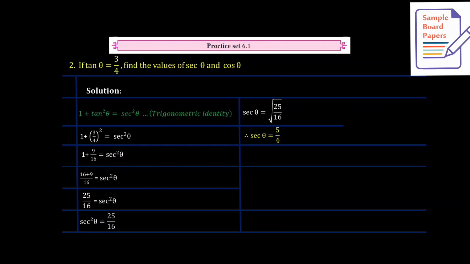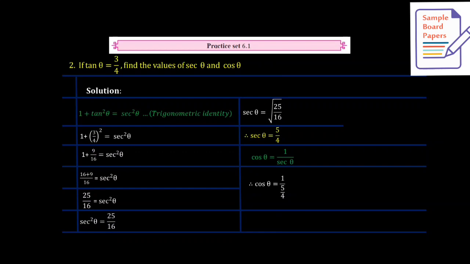Next, cos theta. So let's check if any relation is there between tan and cos, and sec and cos. So tan is sin upon cos, but we are not having sin here. And sec, yes, sec is the reciprocal of cos and cos is the reciprocal of sec. So we can use that identity. So cos theta is equal to 1 by sec theta. Now next step, sec is 5 by 4.